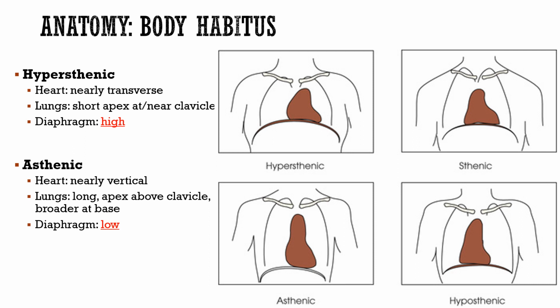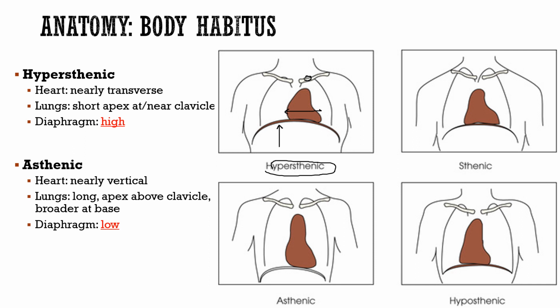First of all, in the hypersthenic patient, the heart is nearly transverse, which is very much horizontal. The lungs are short at the apex, and they're near the clavicle. And third, the diaphragm is very high.